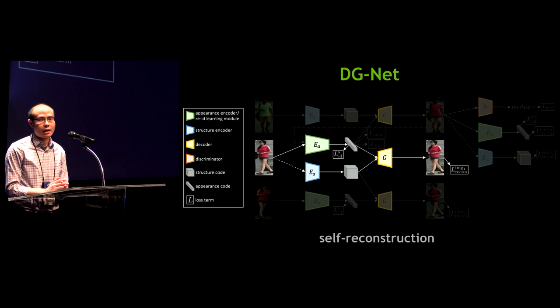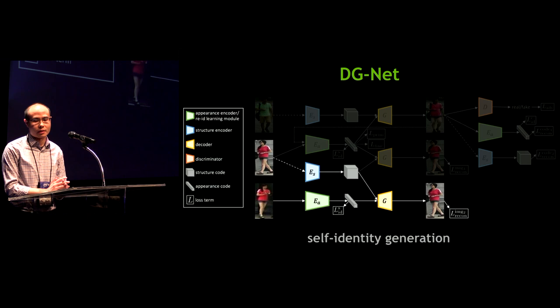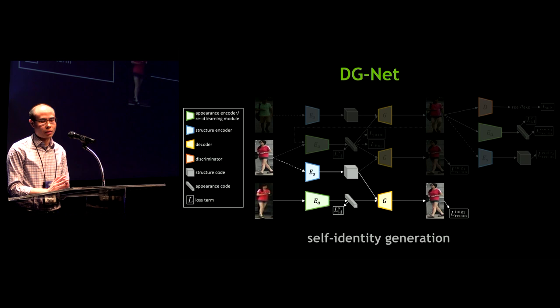The first objective is self-reconstruction. Given an image, the generative module first learns how to reconstruct the image. This simple self-reconstruction provides regularization for the whole generation. And the second is self-identity generation. Given any two different images with the same identity, the generative module also should be able to reconstruct the image that provides the structure codes, because the two different images with the same ID share the same appearance code.